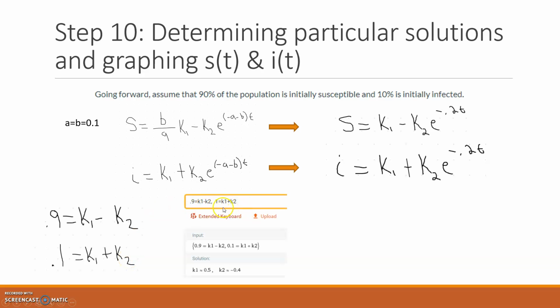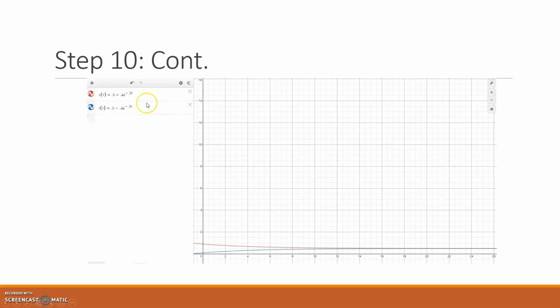And then when you plug this system into Wolfram, you find k1 is approximately equal to 0.5, k2 is approximately equal to negative 0.4. And if you go back up here and plug these k1 and k2 values in with your general equations that you plugged in the a and b values into, you're going to get these two equations right here. And then if you graph these equations, you can see that S of t and I of t both approach 0.5.